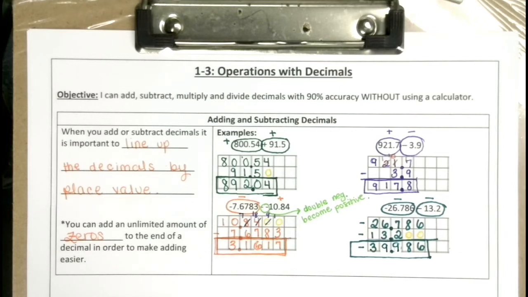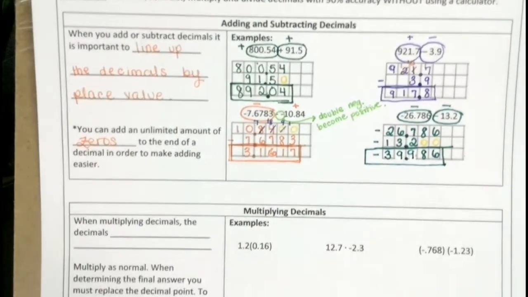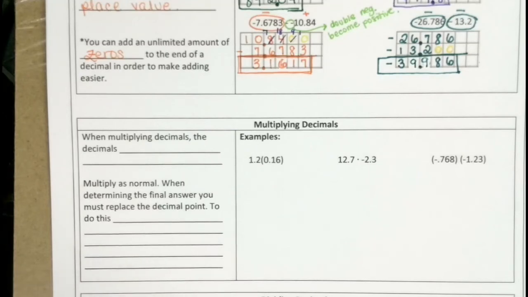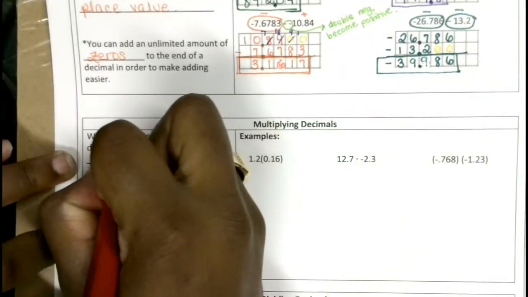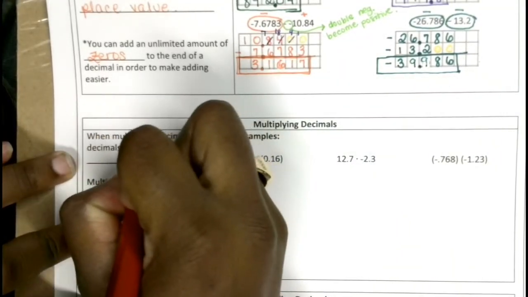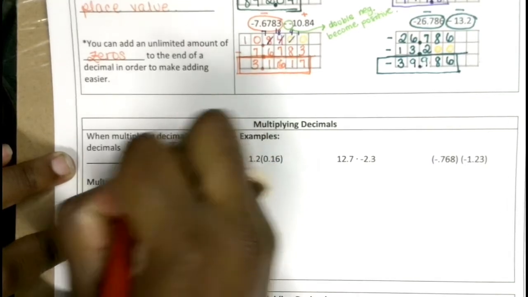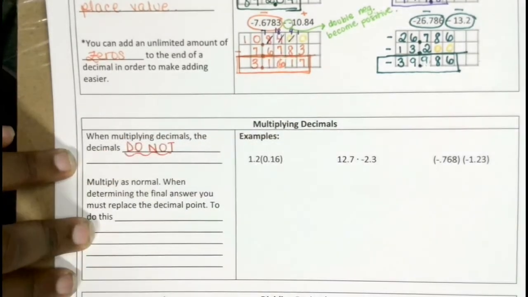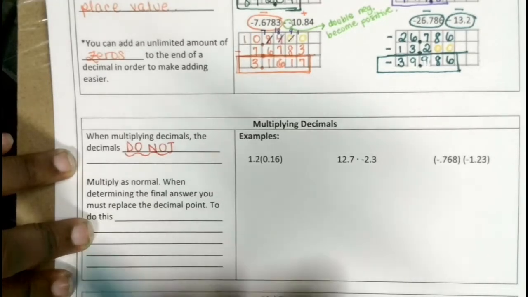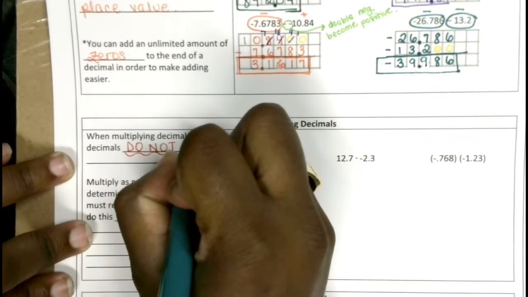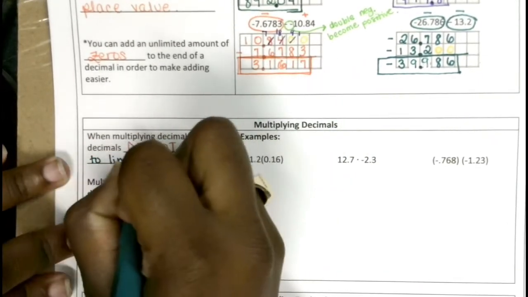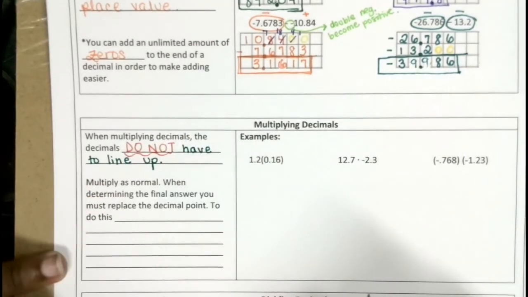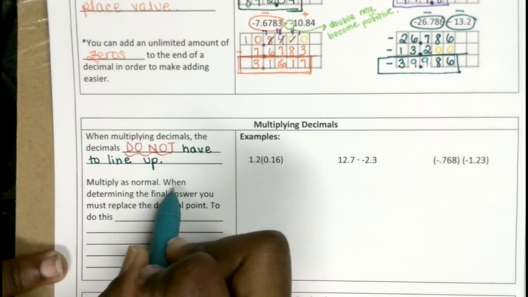Now that we've completed our examples on how to add and subtract decimals, let's take a look at how we multiply decimals. When multiplying decimals, the decimal points do not have to line up. So, how do you multiply? You'll multiply as normal. But when you're determining the final answer, you must replace the decimal point in your product. So to do this, you're going to count the total number of decimal places in the factors and place the same amount of decimal places in your product.